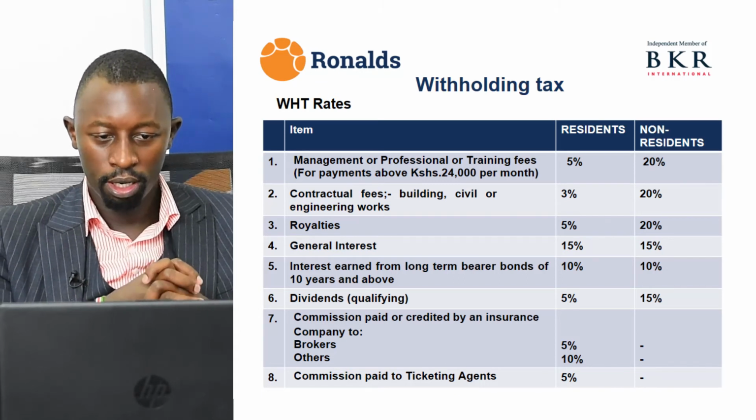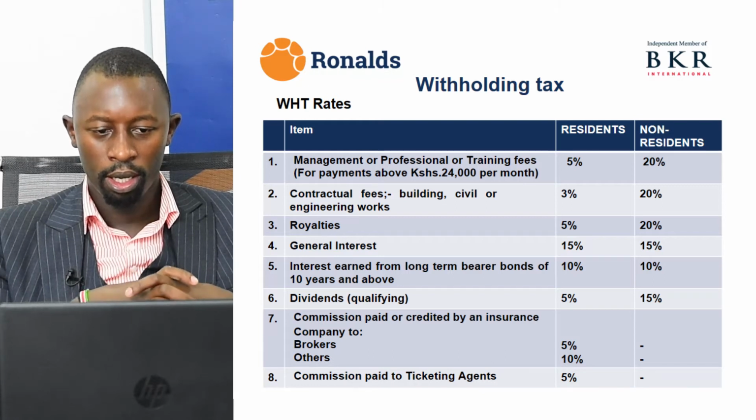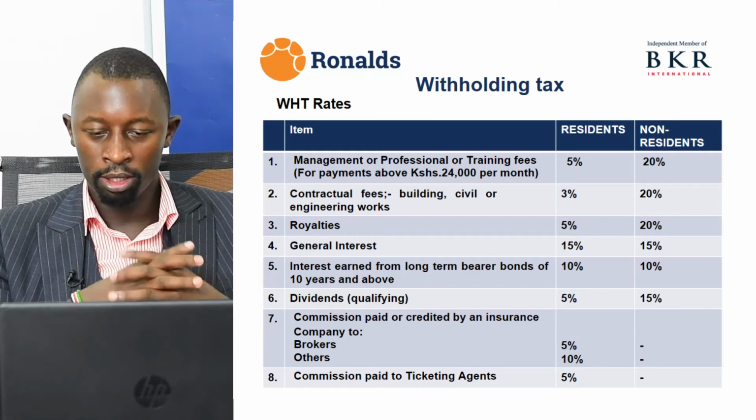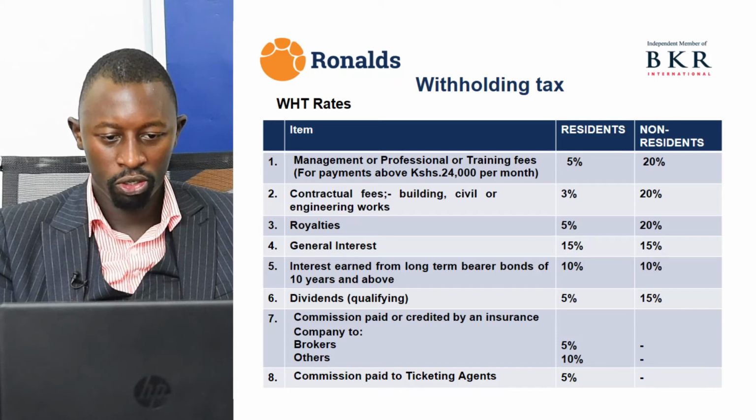Then we have royalties or licenses, again 5% for residents, 20% for non-residents. General interest, 15% for the parties, whether resident or non-residents. Interest earned from a bearer bond, 10% for each.